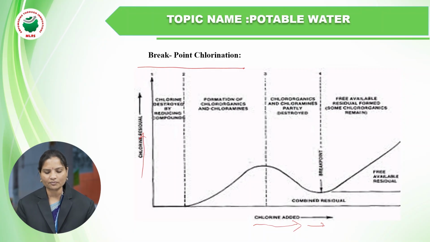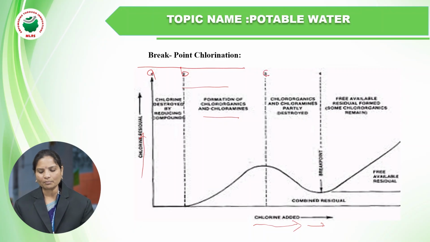If it is A grams of chlorine, we observe the destruction of chlorine-demanding compounds, which are eliminated. If it is B grams of chlorine, then chloramines or chlorine organic compounds will be there, and we have to eliminate them. If it is C grams of chlorine, then any colloidal particles present are destroyed and eliminated.